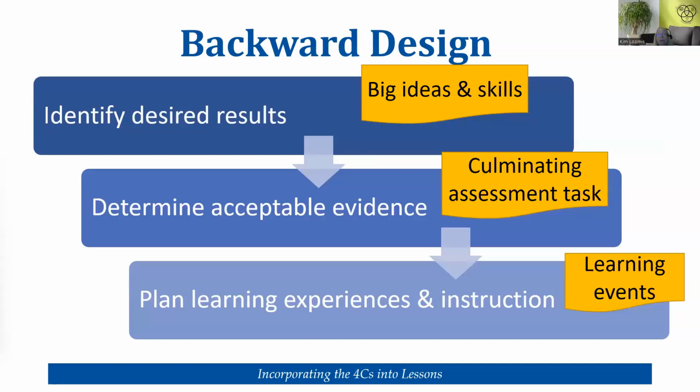The key though, guys, when you're designing your units, think 1/3, 1/3, 1/3. But think about what's the desired result. What do you want in the end? What are the big ideas and skills you want out of that? Then figure out what type of activities and culminating tasks you want to have. Then start thinking about the learning task. Don't start with the learning task. This is backwards design. Start with big ideas, culminating assessment.